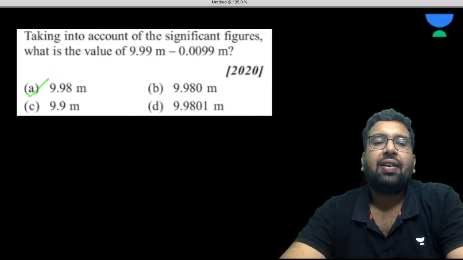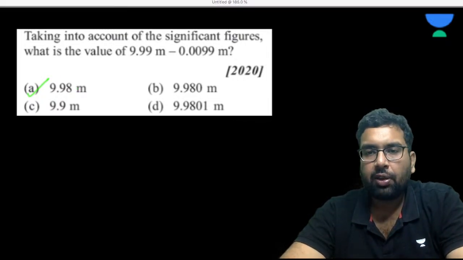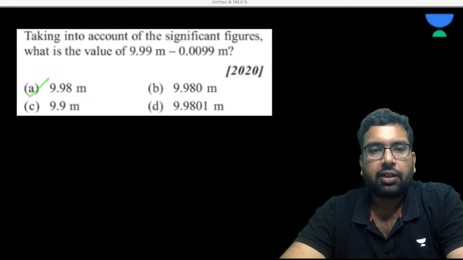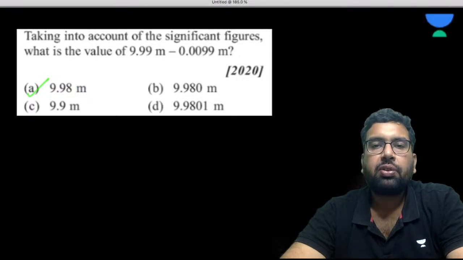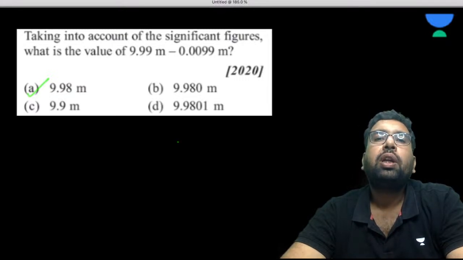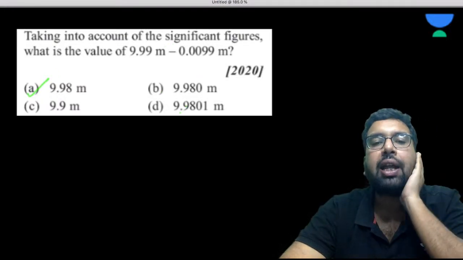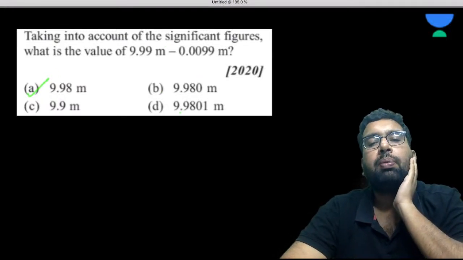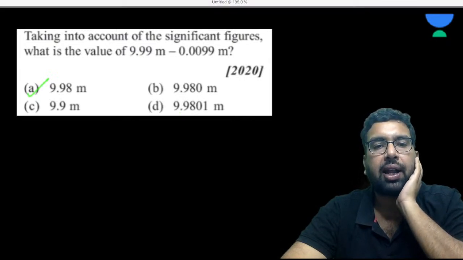Okay, guys, that will be all. In this session, we have solved some 15 questions of units and measurement. No, no, Sondria, you have given the wrong answer. If you subtract them in the general way, you would get 9.9801. But the problem is that significant figures are not added and subtracted like this.